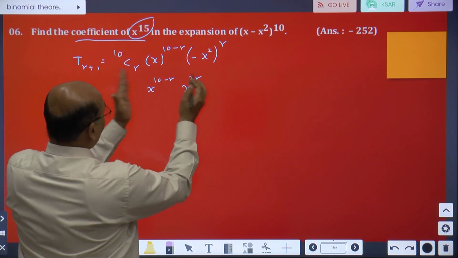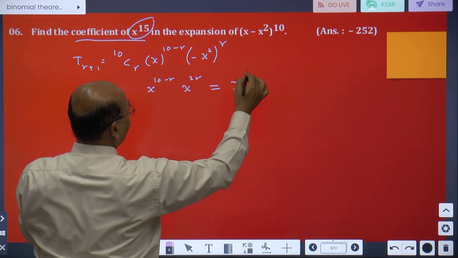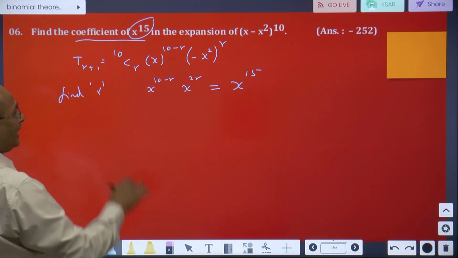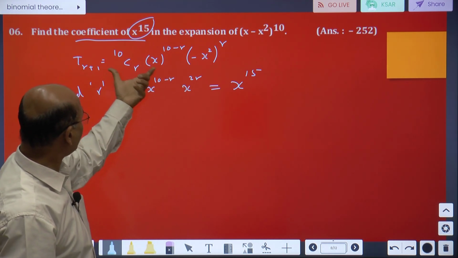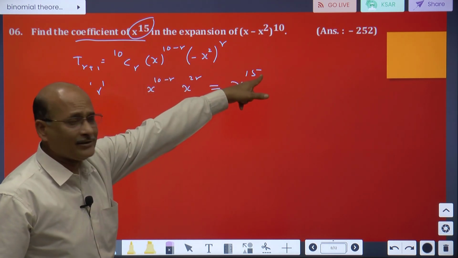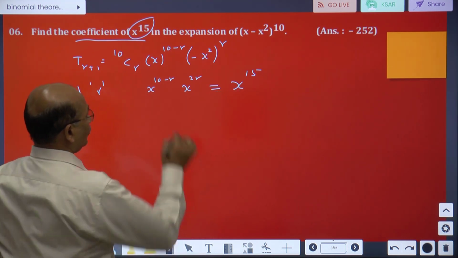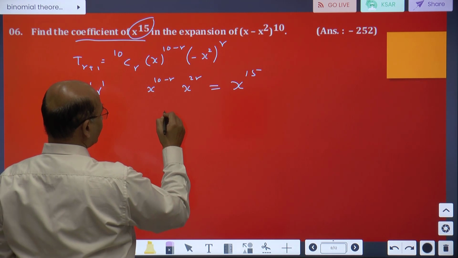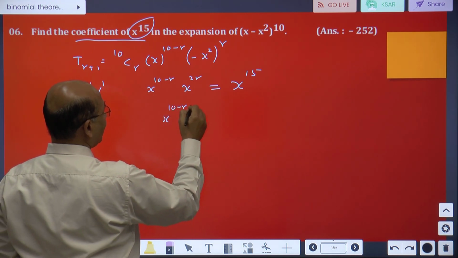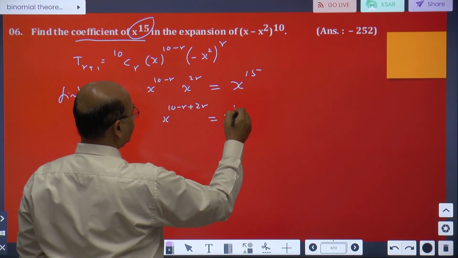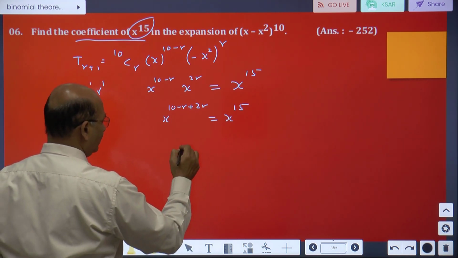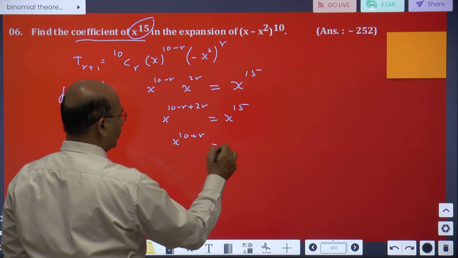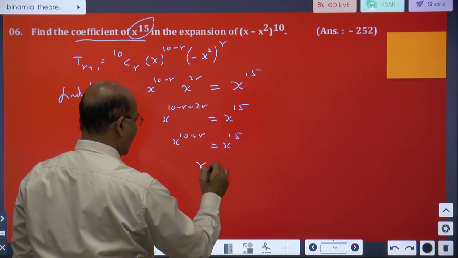Now to get x, it should be equal to x raised to 15. So find r. The x term should be x raised to 15. So I think I am very clear now. If the bases are same, this will become x raised to 10 minus r plus 2r is equal to x raised to 15. So this will become x raised to 10 plus r is equal to x raised to 15. So I think r is 5.